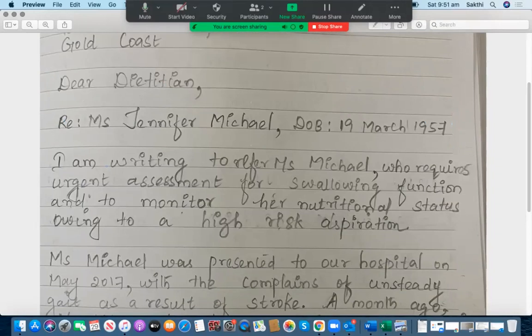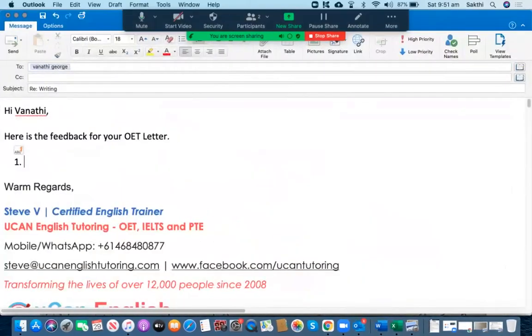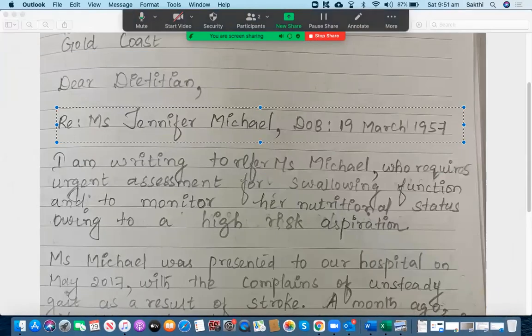Okay. All right, so you have written on the reference details, that is Jennifer Michael DOB. Instead of writing down DOB, it is highly recommended to write down date of birth. It is always recommended to expand all the abbreviations, date of birth. All right, let's go to the next one.